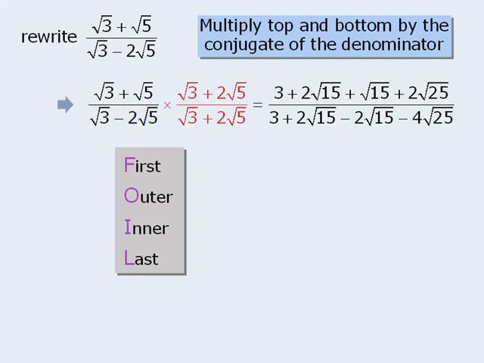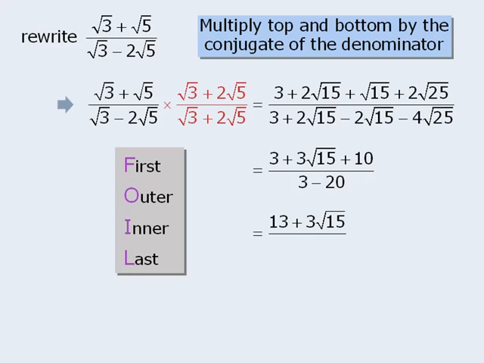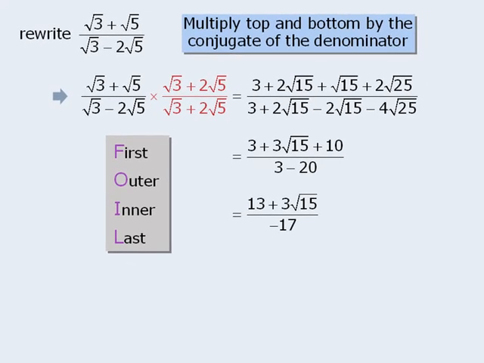Now to simplify the numerator, we can combine these two terms to get 3 root 15. Next, 2 root 25 is the same as 2 times 5, which equals 10. In the denominator, we will leave 3 as it is. Next, these two terms cancel out. And finally, 4 root 25 is the same as 4 times 5, which equals 20. At this point, we can simplify the numerator as follows, and in the denominator, 3 minus 20 equals negative 17. Finally, we can rewrite this fraction with a negative sign in front as follows.